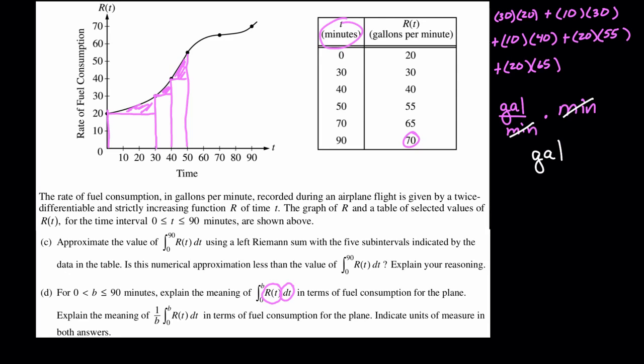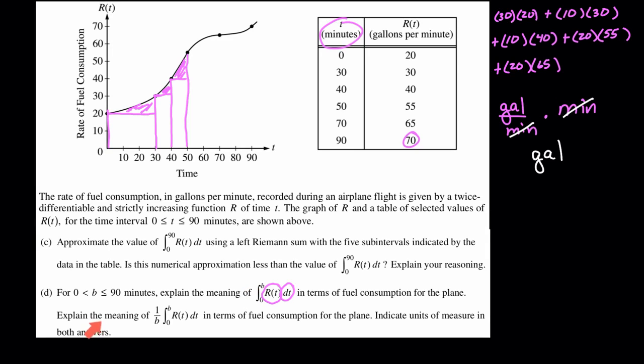All right, so you need to explain what this integral represents in terms of this problem, knowing that the unit for your answer is going to be in gallons. Integrals give you a change in something. So this is going to be the change in the number of gallons of fuel consumed between t equals 0 minutes and t equals b minutes.